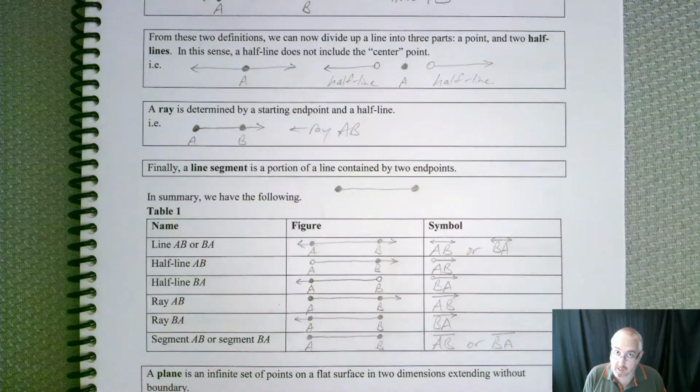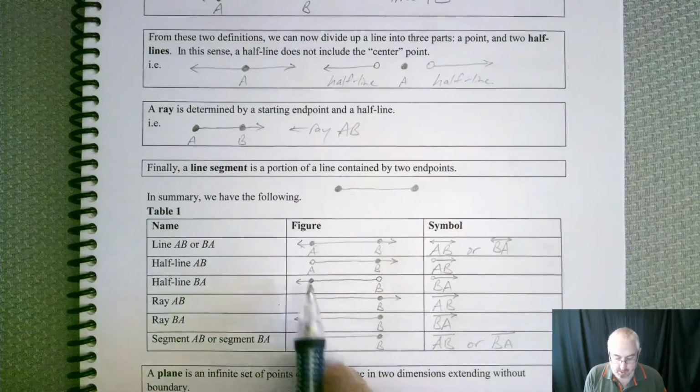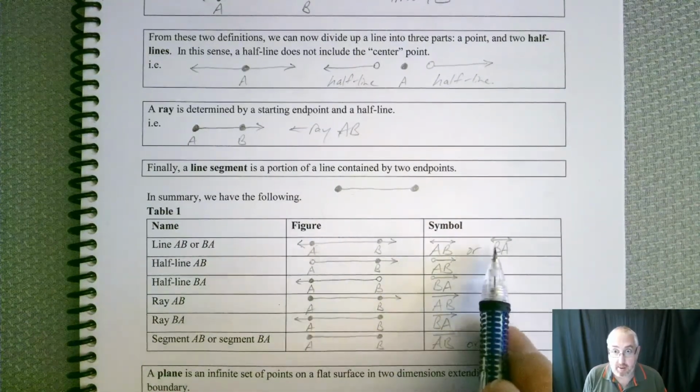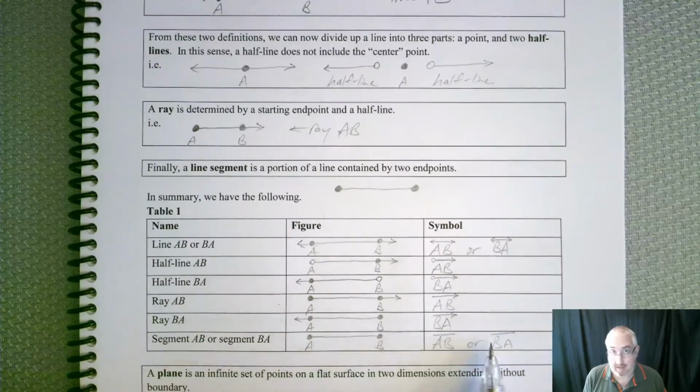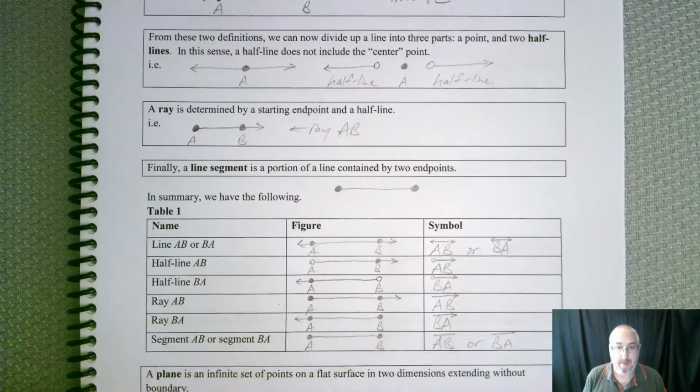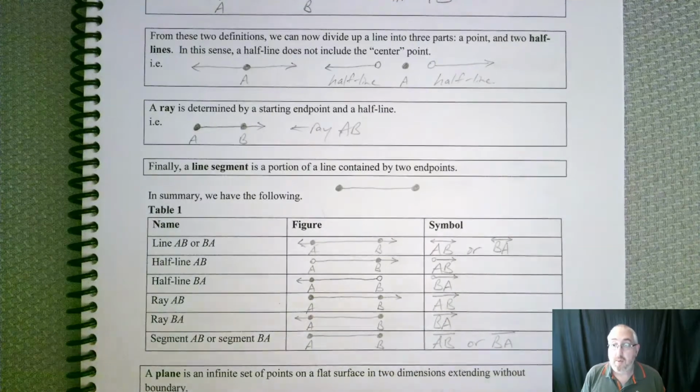I am a little finicky, as you probably already guessed. So if it's a line, it needs the arrowheads. And if it's a segment, it does not. So keep that in mind. All right. So that is a lot of just the terminology and stuff.